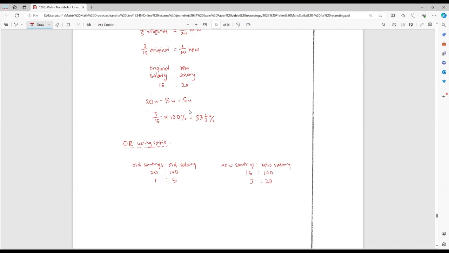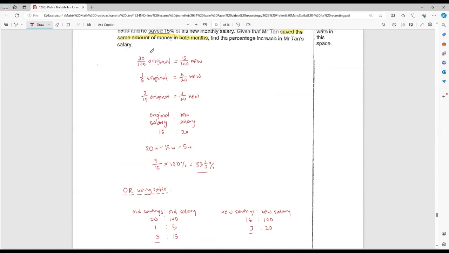Then the amount saved is the same, so we have to make it the same. This is 3 units. Same. So from here, it's the same thing. Increase in salary will be the same as the steps above. Okay, so 5 units. 5 out of the original, then times 100%. You get the same answer. Okay, so it's either you present it like that using fraction, equivalent, proportion, or using ratio.